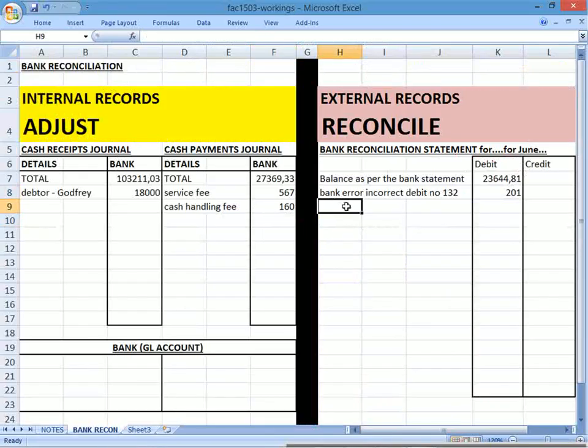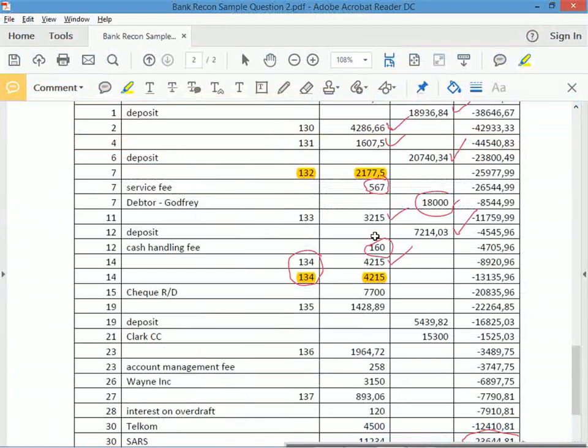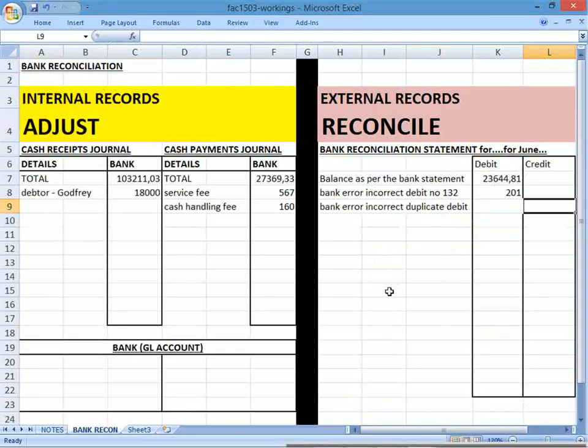You can't change the bank statement, so you're going to report it, and then the bank will hopefully refund you the debit. Incorrect, duplicate debit. The bank is obviously going to reverse the transaction. If they reverse the transaction, they're going to give you back the money that they debited. So that will be a credit of 4215. Make sense? Great.